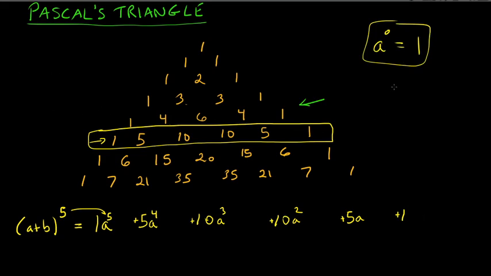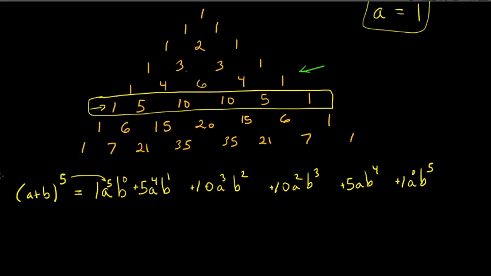What about the b's? So the b's start at the bottom. They start at not 1, but b to the 0. Though if I'm going to do that, I'll put a to the 0 here as well. So what comes after 0? 1. What comes after 1? 2. Then 3. Then 4. And then 5. So there you go. Let's not write the b to the 0, and we don't need to write the 1 in front either.